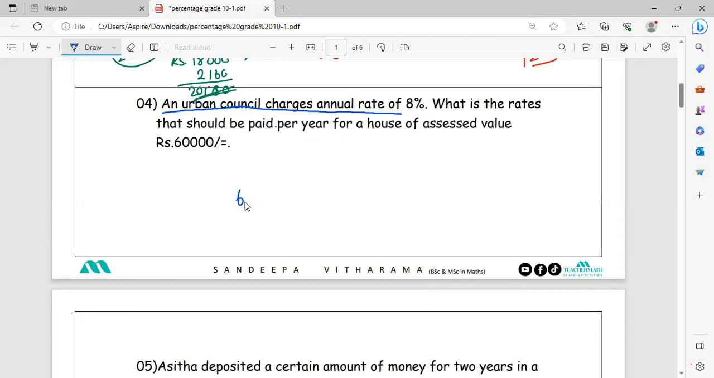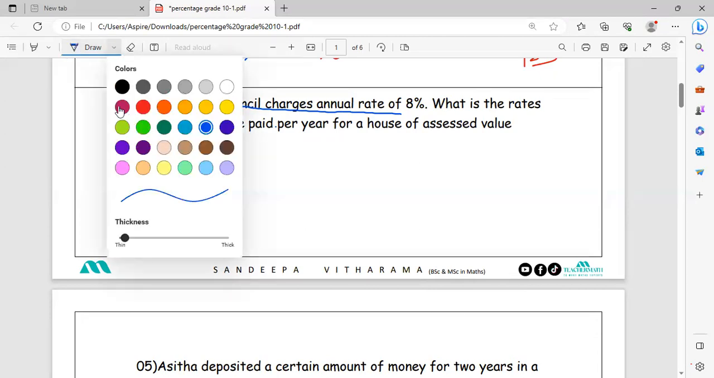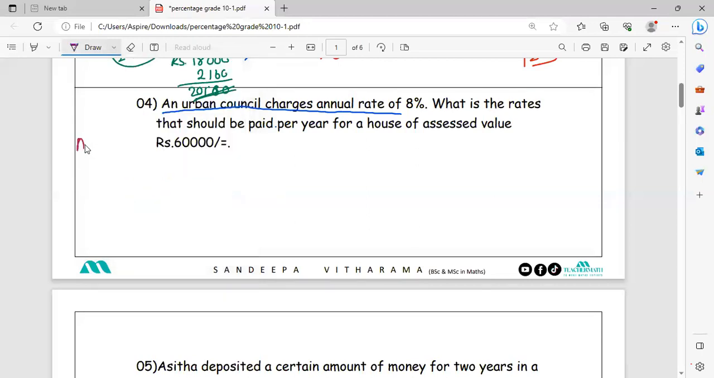Actually here when you calculate, rates are calculated by rates equal to percentage of assessed annual value.